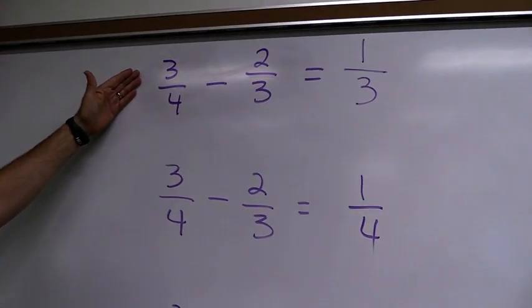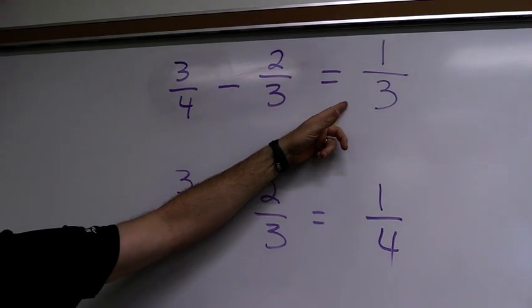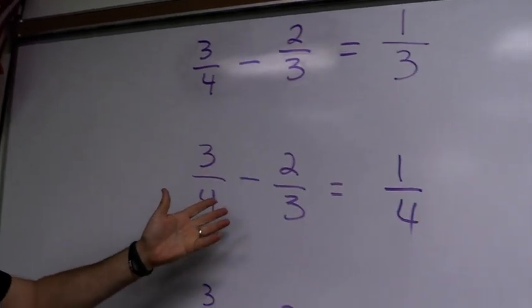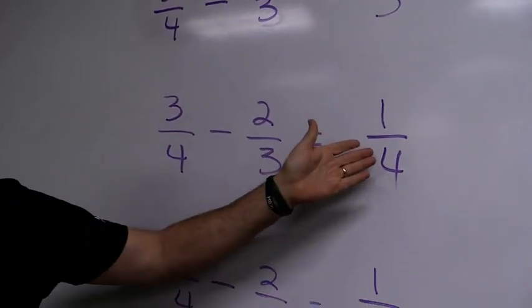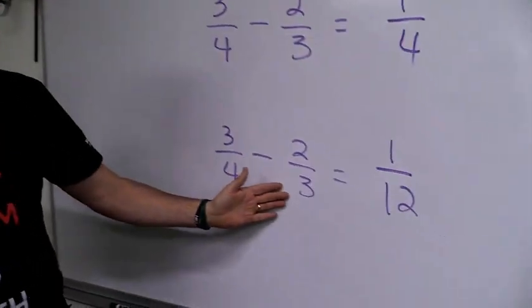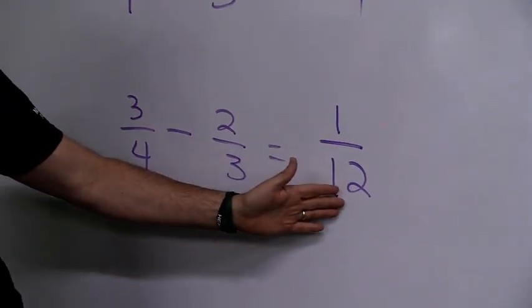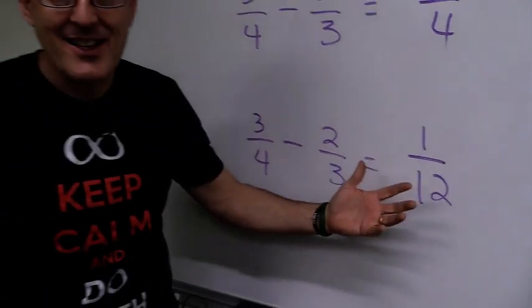And I can see that when kids are subtracting fractions, they could actually do something like this. 3/4 minus 2/3 could be a third. And it actually would make sense. 3/4 minus 2/3 could be a fourth. And it would actually make sense. Or 3/4 minus 2/3, in our more traditional approach, could be a 12th, which is correct, and it makes sense.